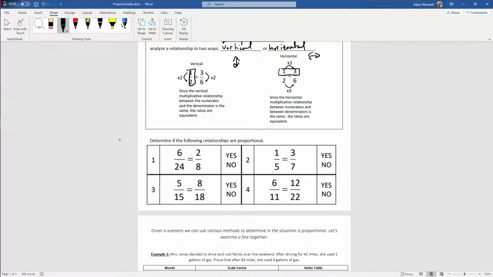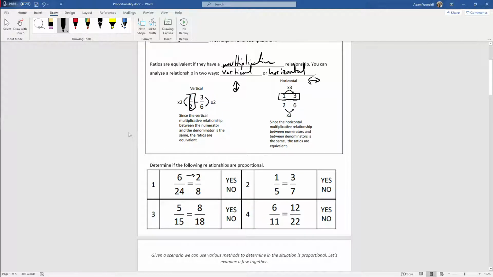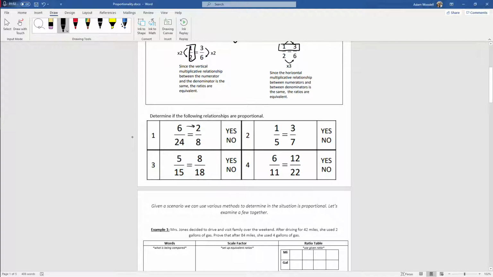So we're going to see if we can find some relationships. Determine if the following relationships are proportional. So let's, for instance, say we're looking at a horizontal relationship. I want to figure out, how do I get from 6 to 2? If I wanted to turn my number 6 into the number 2, how would I do it? Well, I could say minus 4, but remember, we said it's a multiplicative relationship. So let's think, can I multiply or divide to get to 2? Well, yeah, I could divide by 3. If it's a proportion, it better be the same relationship on the bottom as well. Is 24 divided by 3 equal to 8? Yes. So because I'm dividing by the same number, yes, that is proportional.